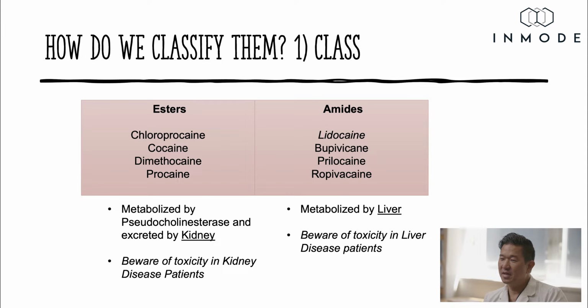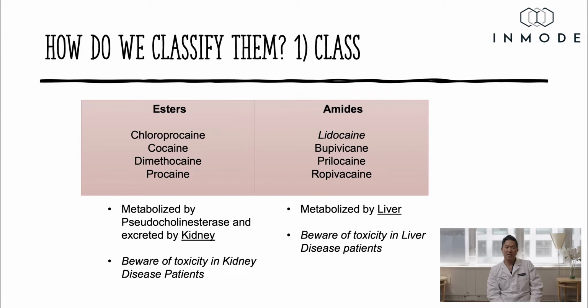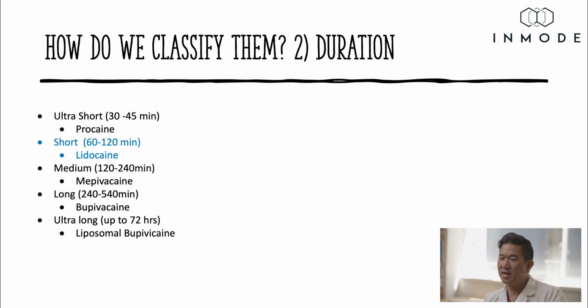During the history and physical and other preoperative workup, the practitioner must be acutely aware of anything that affects the clinical metabolism of these local anesthetics in the liver. Further, we can classify these local anesthetics by their duration. How long does it take for the clinical effect to be metabolized? These are between the ultra short, 30 to 45 minutes, short, 60 to 120 minutes, medium, 2 to 4 hours, and the long-acting and ultra-long-acting, which may be in different preparations such as liposomal bupivacaine. Today's focus will be on lidocaine, which is in the short classification, in the 1 to 2 hour range.